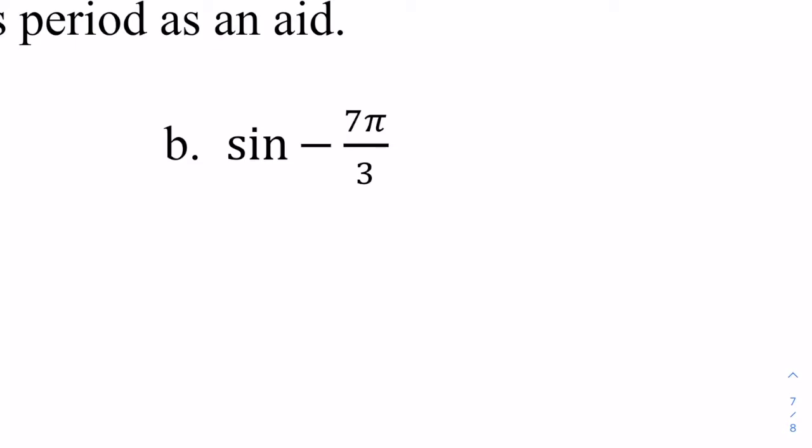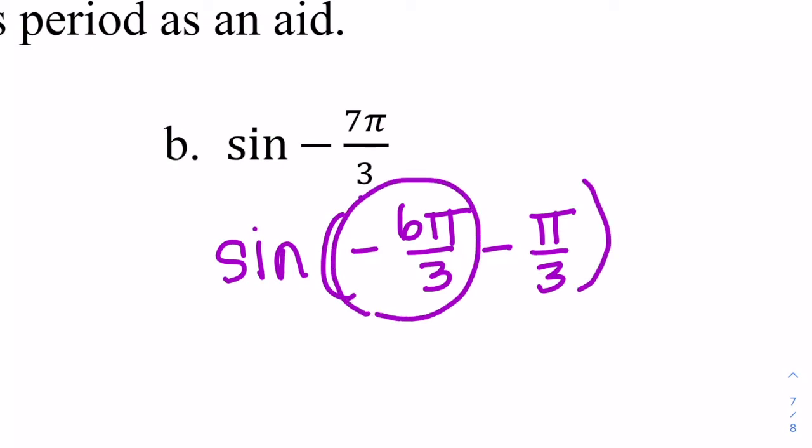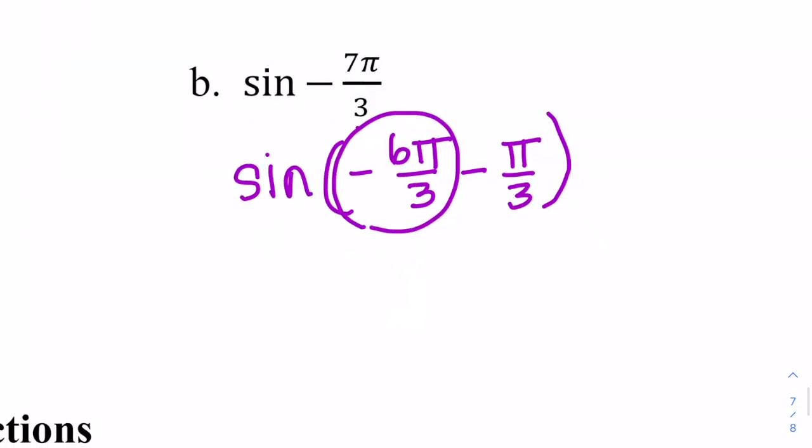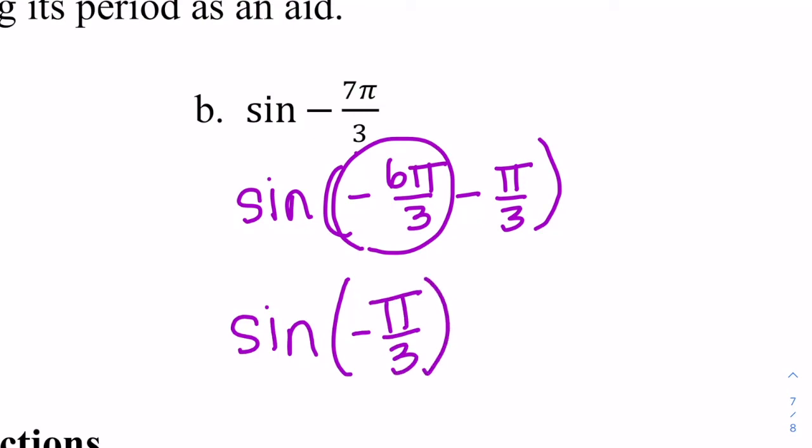Now for -7 pi over 3, well, if this was 6 pi over 3, that'd be a full revolution. So I can rewrite this as -6 pi over 3, and then another minus pi over 3. This right here is just saying that's going to be a revolution, and then we're going to continue to negative pi over 3. So -7 pi over 3 is going to equal negative pi over 3, which takes us into the fourth quadrant.